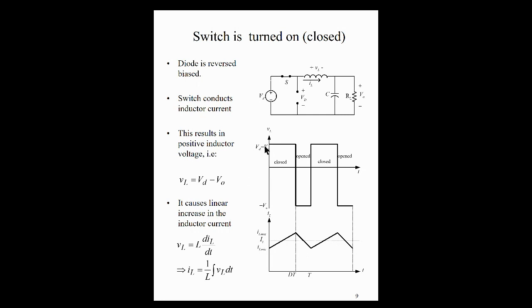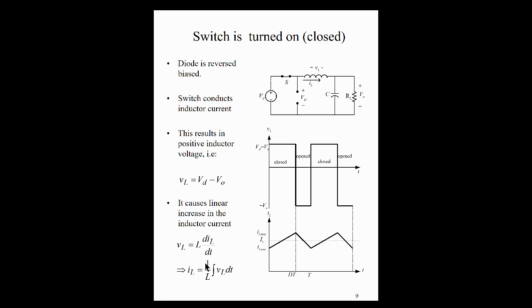When we look at the graph, we start at this point. Here we have VD minus V out. This is the region when the switch is closed. We can set this equal to L di/dt. Why can we do that? We know that the voltage drop across the inductor is given by L di/dt, so we can set it equal to it. So let's work out the current.